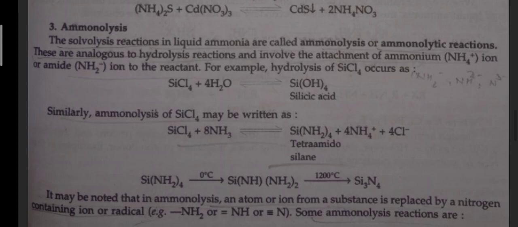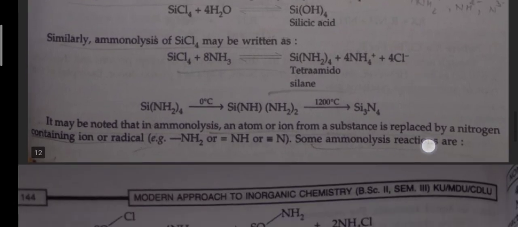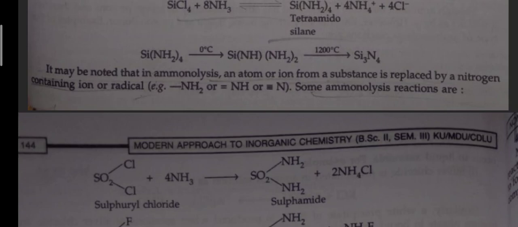Third reaction of liquid ammonia is ammonolysis. The solvolysis reactions in liquid ammonia are called ammonolysis or ammonolytic reactions. These are analogous to hydrolysis reactions and involve the attachment of ammonium ion or amide ion to the reactant. For example, hydrolysis of SiCl4. Similarly, ammonolysis of SiCl4. It may be noted that in ammonolysis, an atom or ion from a substance is replaced by a nitrogen-containing ion or radical.